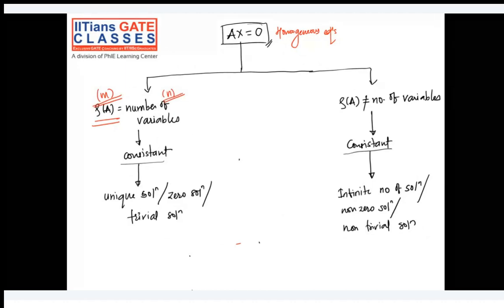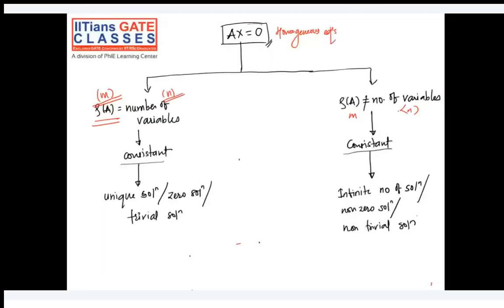it is less than n. M is less than n. This is the case. M is less than n. In this case, the number of equations is less and the variables are more. Hence, you will get an infinite solution. Is it clear, this chart? Is this chart clear to you?